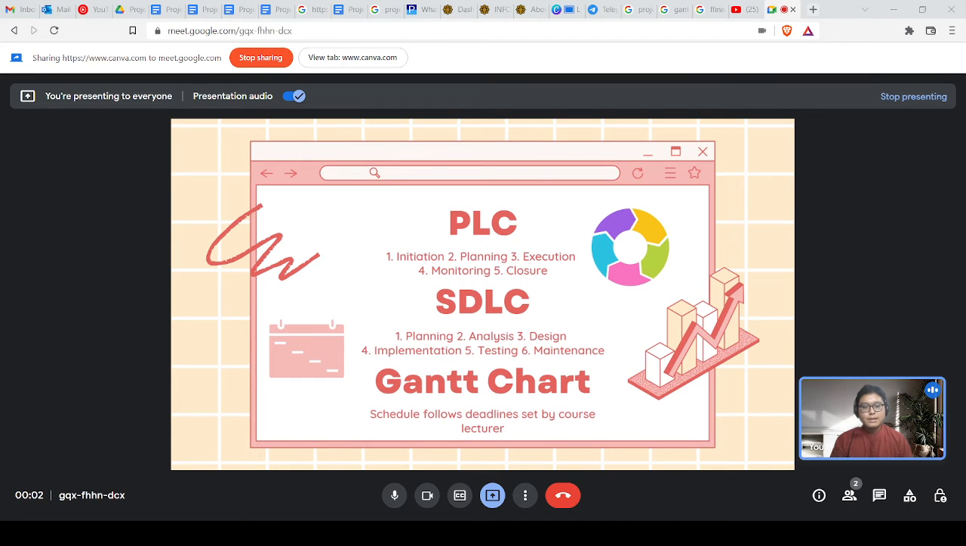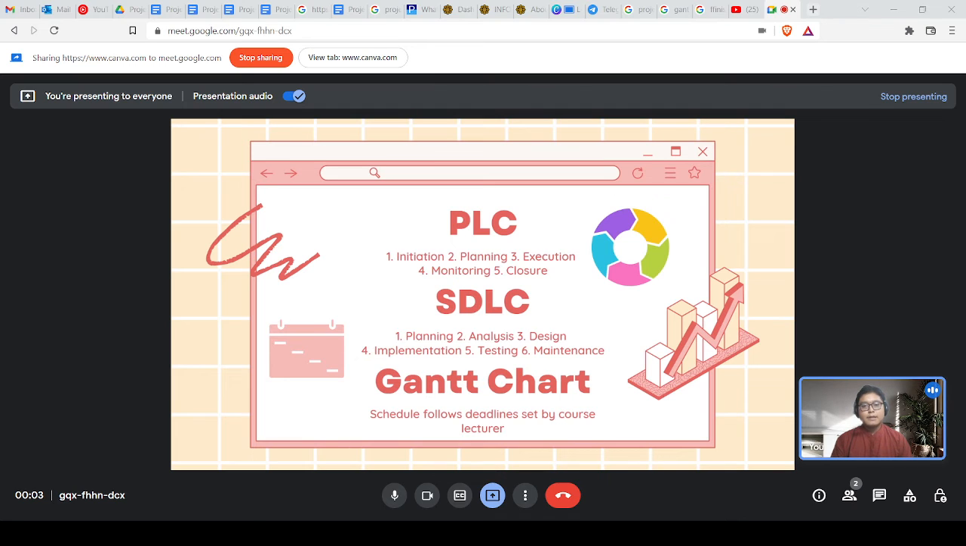So for the monitoring stage, we monitored and controlled the website based on additional requirements that our client lecturer gave us. And for the project lifecycle closure, it ended in early June, and we did the UAT with our client lecturer, and we got her signature to close the project and do the website handover.